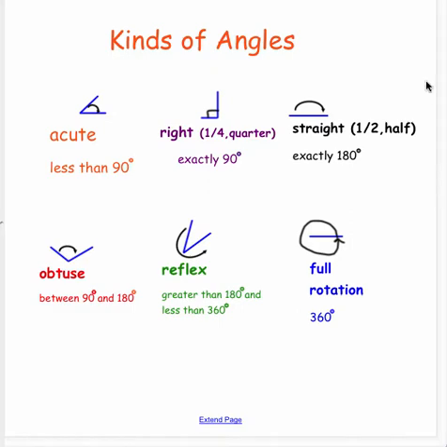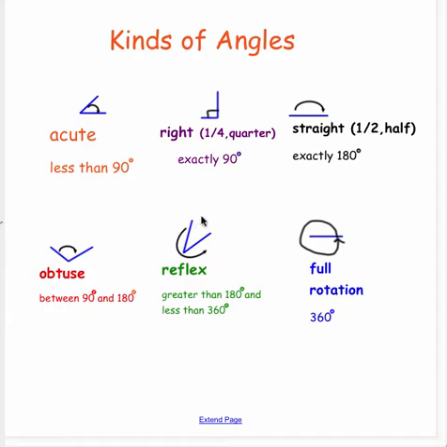The next type of angle you might see is called straight. This is a half turn, and that means it is exactly 180 degrees. It looks like a straight line. That is a half turn. The next type of angle is called obtuse. An obtuse angle falls right in between 90 degrees and 180 degrees. So it is a little bigger than a right angle, but it is smaller than a straight angle. It comes right in the middle, and you'll see that pictured here.